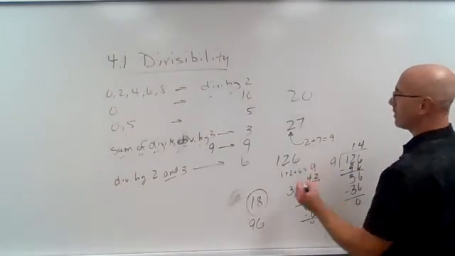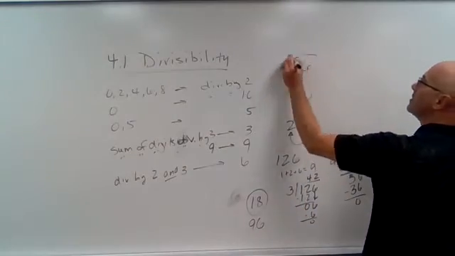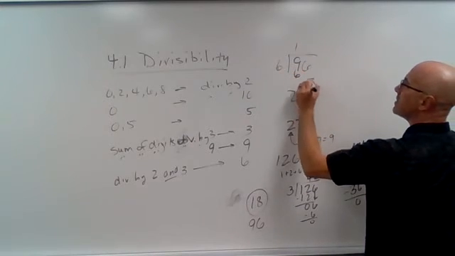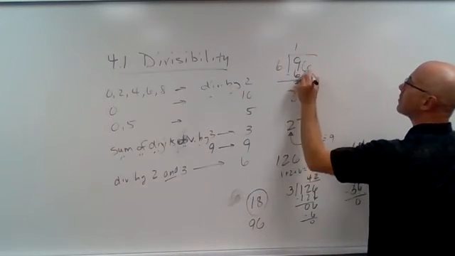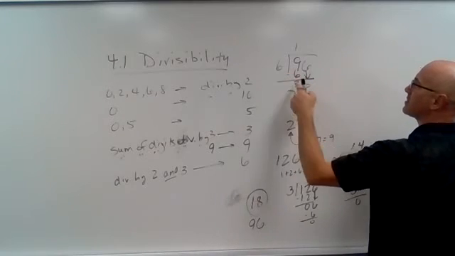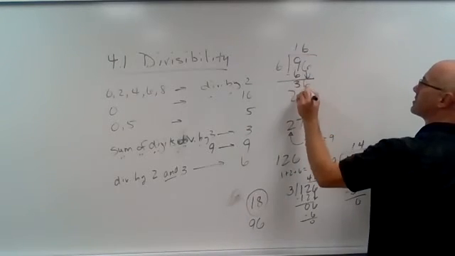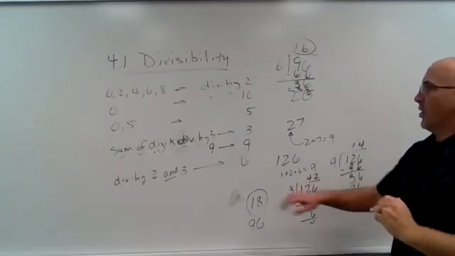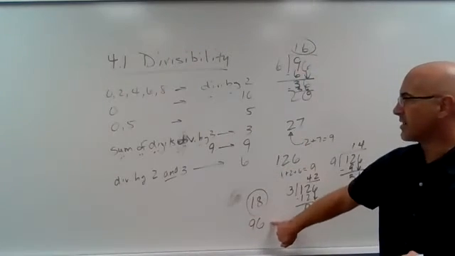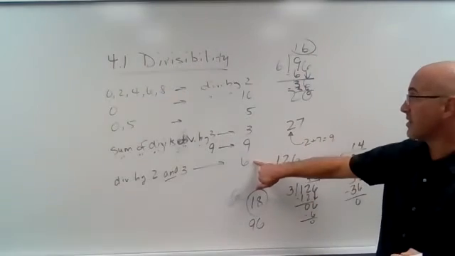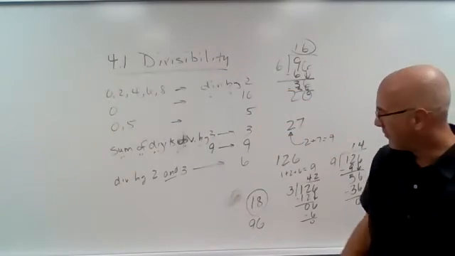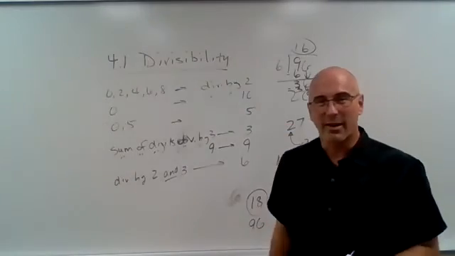Let's check that out. I'm going to do that up here. 96 divided by 6. 1 times 6, 6. Subtract, we get 3. Bring down that 6. 6 goes into 36 6 times. Running out of word space here. So we know that 96 is divisible by 6 and 2 and 3. Okay, a lot of divisibility there.